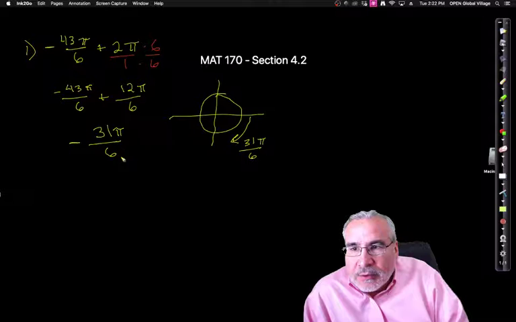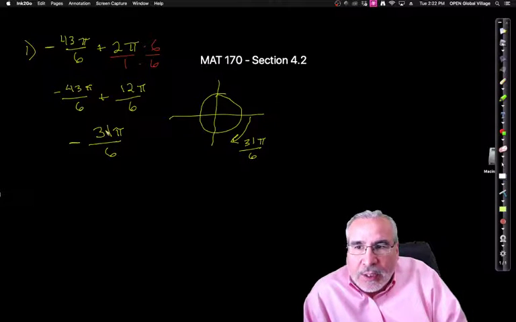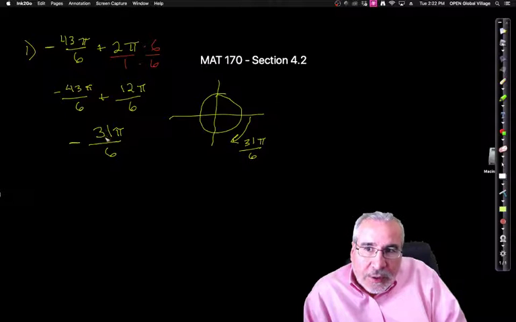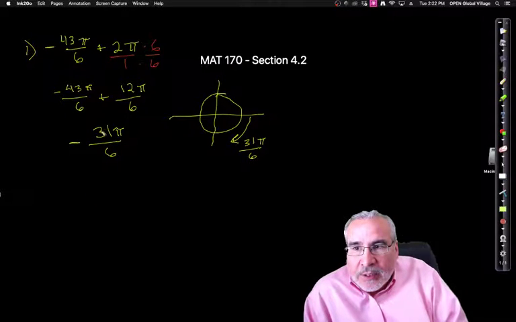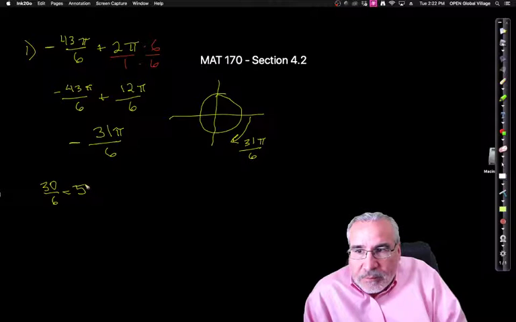So I take a look at this 31 pi divided by 6. How many times does 6 go into 31 evenly? Well, 30 divided by 6 is equal to 5. So I can think of this as negative 5 pi, complete times around, with an extra minus 1 pi over 6.